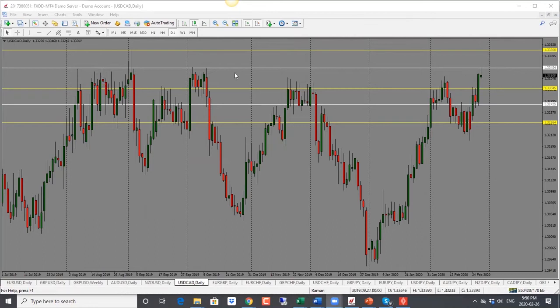But right now for dollar CAD, bias is neutral just because price is into resistance here. So if it holds below 1.3350, I'm looking for a drop. First target would be 1.3300, and then 1.3280. Bias is neutral for dollar CAD.